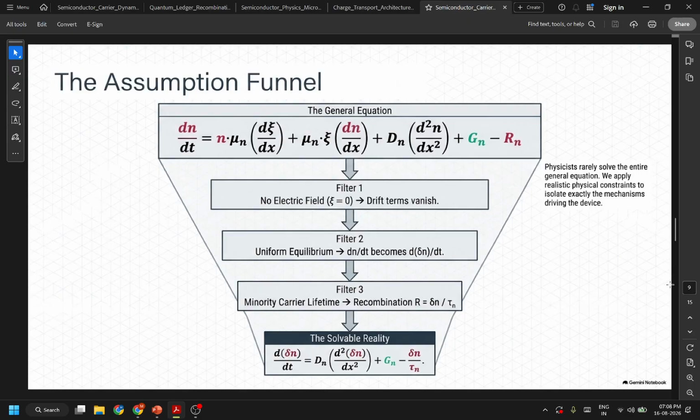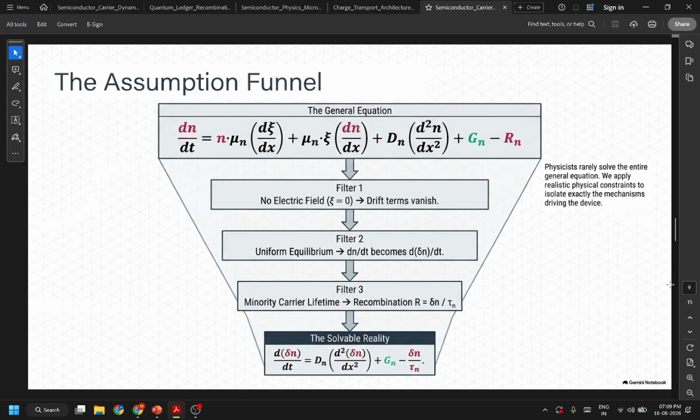So now we have this complex equation. From here we can create a very simplified equation. For that, first we apply a filter that there is no electric field. So this results in the drift term vanishing, because electric field is zero, the E term is also zero and dE by dx is also zero. So both the drift terms vanish.